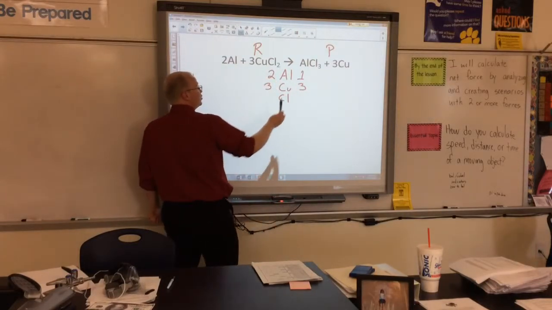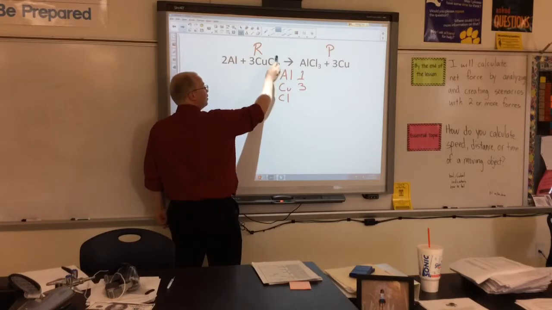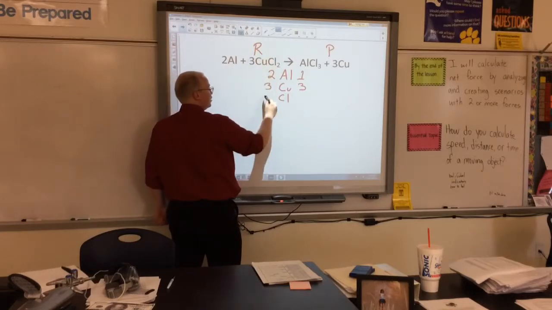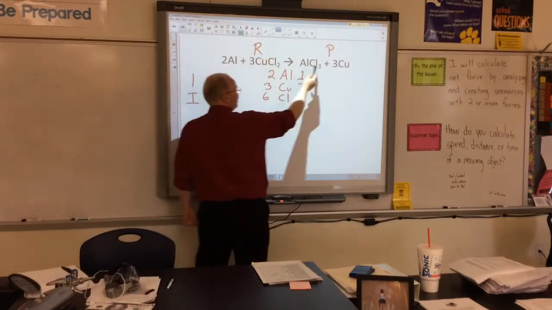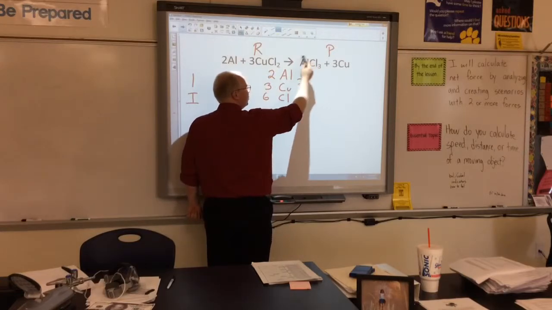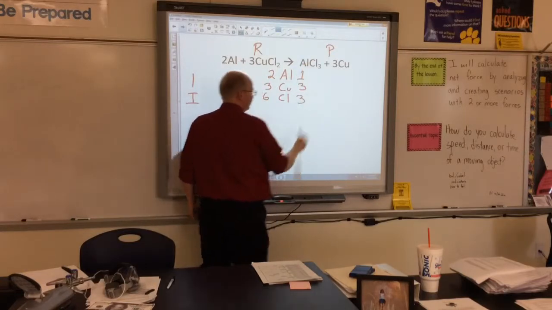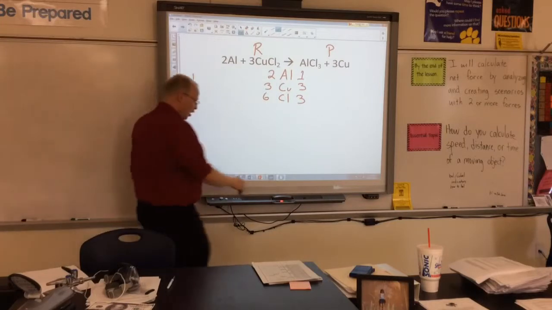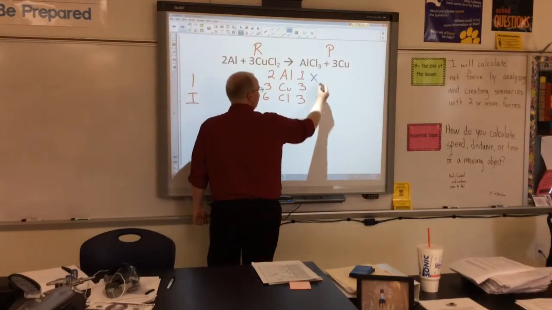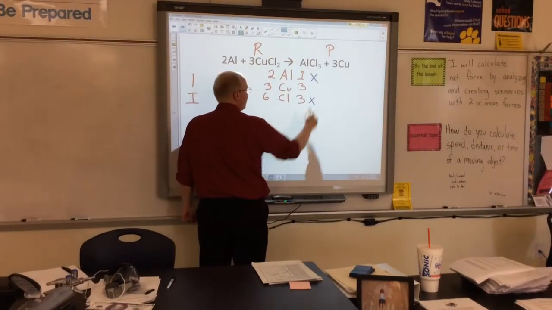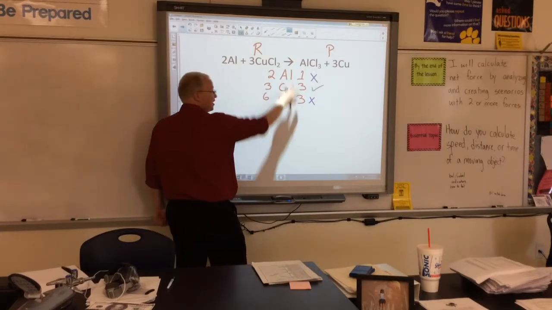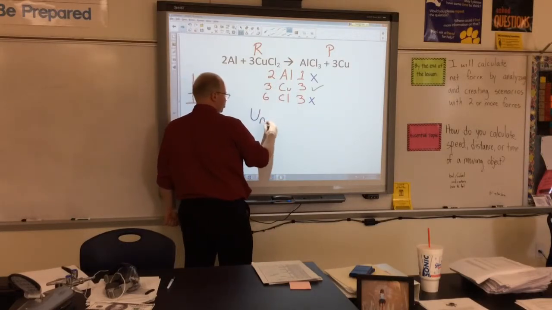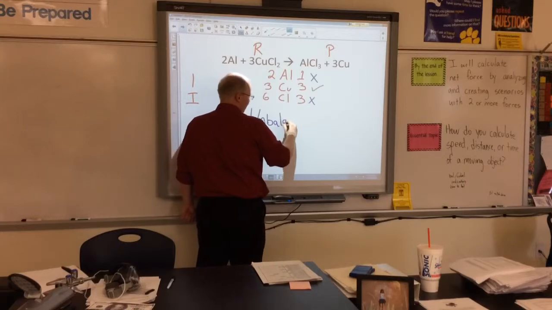Then the Cls, just to check, I've got 2 Cls here times the 3 coefficient, so that's 6 Cls. And then I've got 3 Cls here, but no coefficient, so just 3 Cls. So this leaves me unbalanced on these 2, but balanced on this one. But because these are unbalanced, the entire equation is unbalanced.